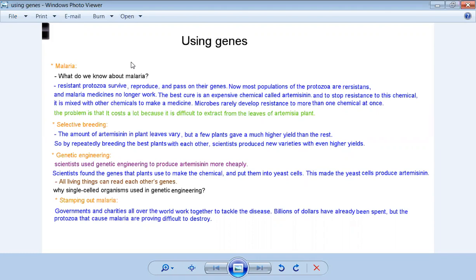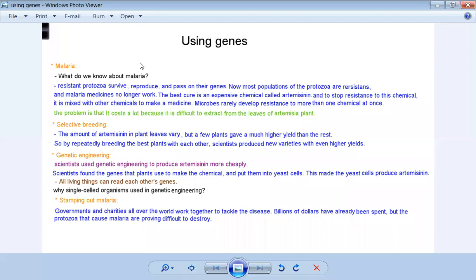So how can they take this advantage and use it for them? Guys, can you? They can choose the ones that produce more artemisinin, and breed those two together, so the next generation will produce a lot of this. Okay, thank you so much.